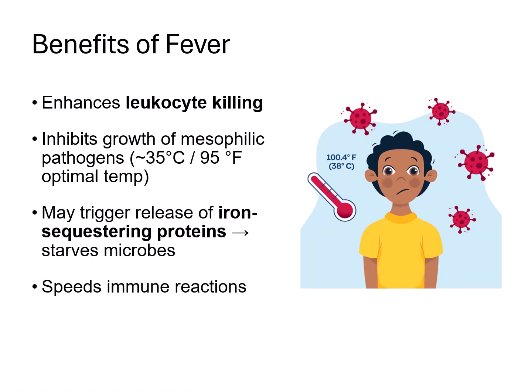And fever can be beneficial. It offers several important benefits, including enhancing leukocyte killing. It also inhibits the growth of mesophilic pathogens because these pathogens prefer to grow best at around 35 degrees Celsius, which is equivalent to around 95 degrees Fahrenheit. Fever also triggers the release of iron binding proteins or iron sequestering proteins. Remember, some microbes need iron to divide, so you're essentially starving the microbes or depriving them of nutrients.